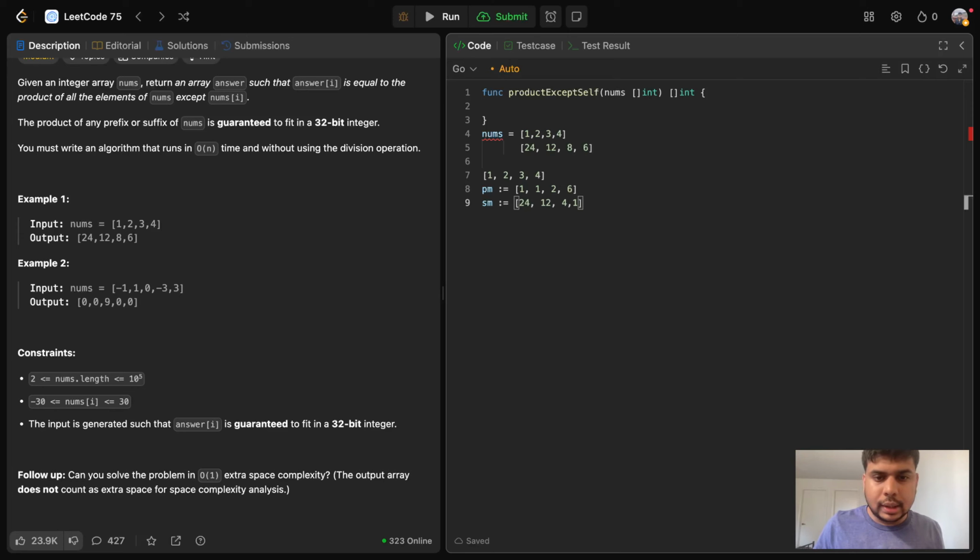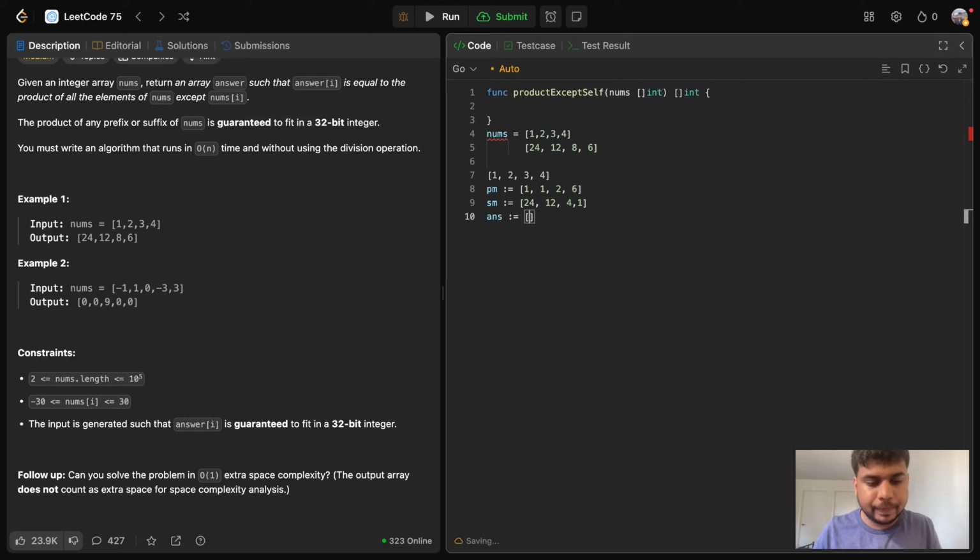Now, how would we get the answer? The answer would be fairly straightforward. Just multiply these two. That is 24 into 1, 24; 12 into 1, 12; 4 2s are 8; 6 1s are 6. Did we get the answer? 24, 12, 8, 6. So we got the answer.